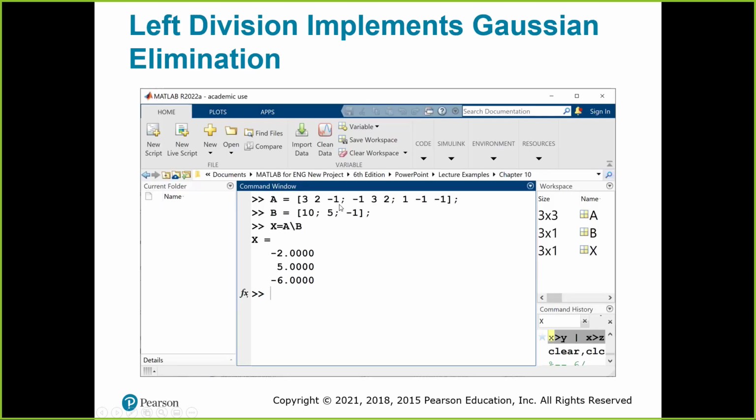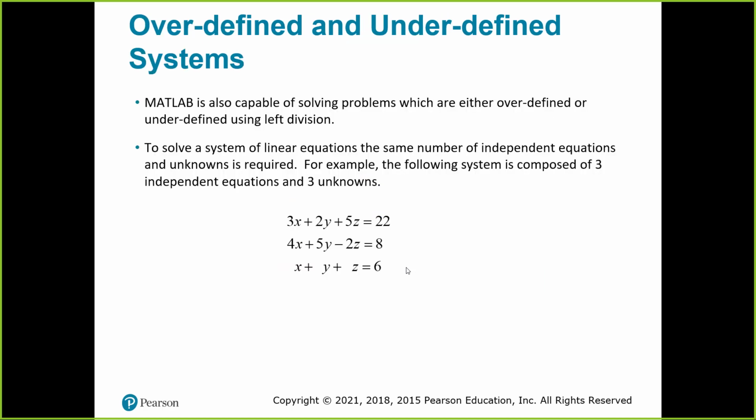Okay, so here we go. Same problem that we just did with the inverse method, and it's just a matter of A left divide B, which gives us the exact same output. So yeah, that's cool. And then I'll do the reduced row echelon function after I get done with this.